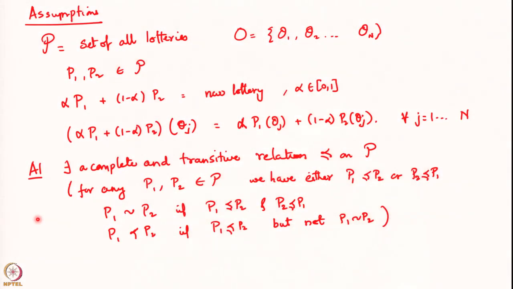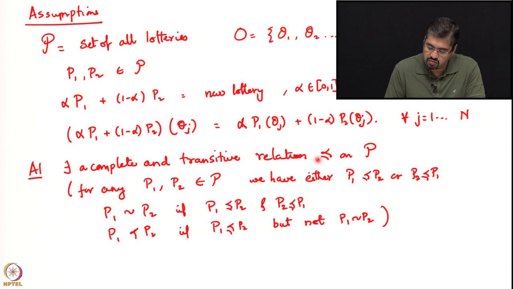So in other words, finding the best lottery, or equivalently the best decision, is equivalent to maximizing the expected utility. Right. So before I move on, I'll just tell you a few characteristics of the theorem, a few points about the theorem. So let us take note of the axioms that we had. Our first axiom was that the set of lotteries has a complete and transitive relation given by this curved less than or equal to sign.